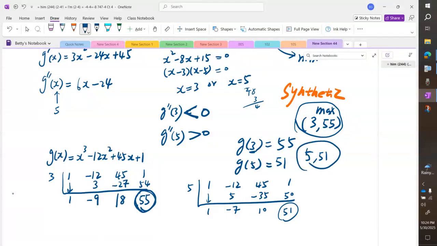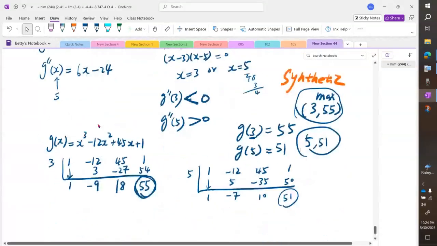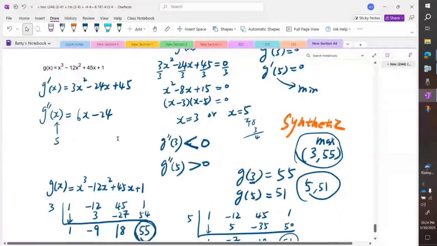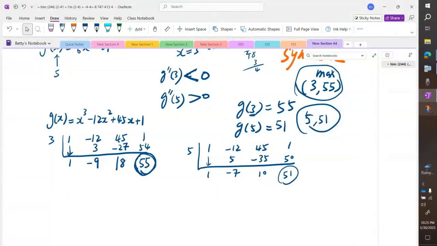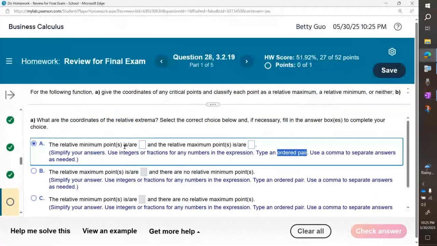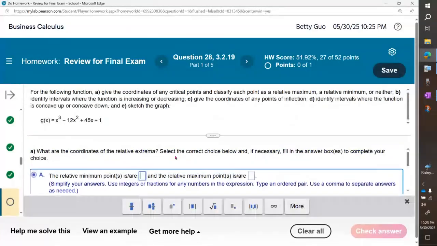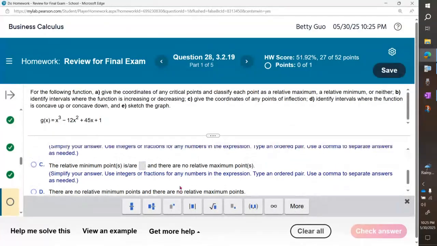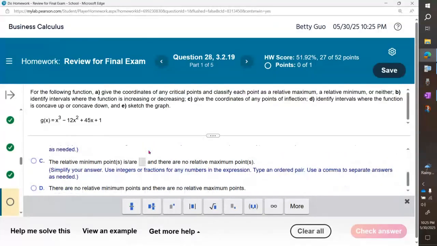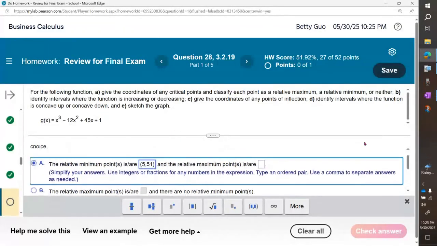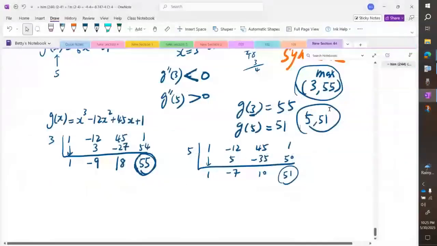Double check. 1, then negative 12, 45, 1. Just make sure I did not copy anything wrong. Yeah, only the second coefficient is negative. 5, negative 7, negative 35, 10, 50, 51. Okay, so let's see, where do we enter that? The relative minimum is 5, 51. Look at your scratch paper. Relative minimum is 5, 51.